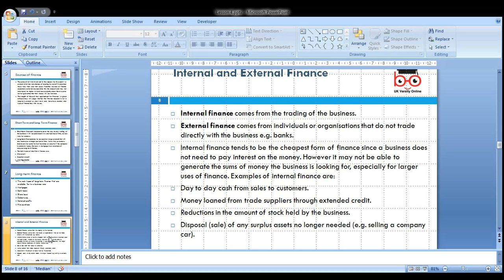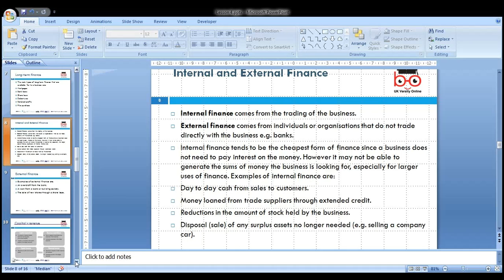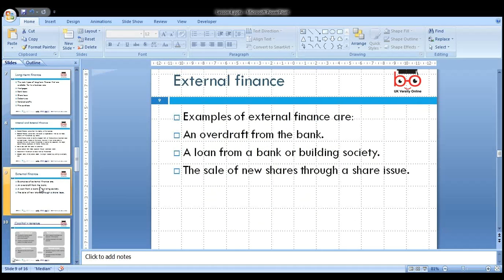So maybe we can collect day-to-day cash from sales to customers, take a loan from the trade supplier through extended credit, or reduce the stock held. Economic order quantity we need to look at, then disposal of spare assets or sales will help us to generate cash. So that will help us to improve our cash flow, internal and external.